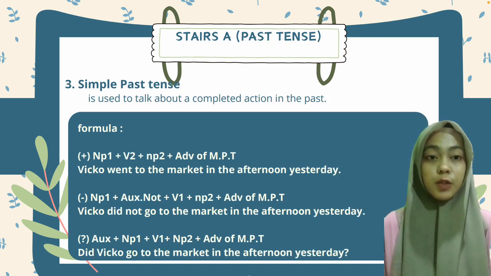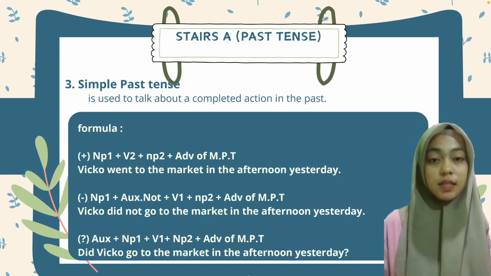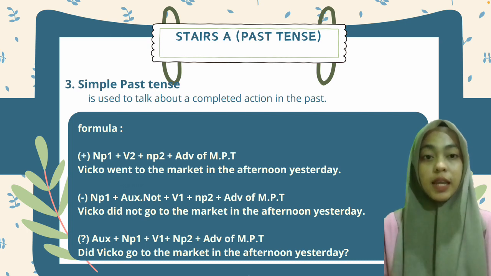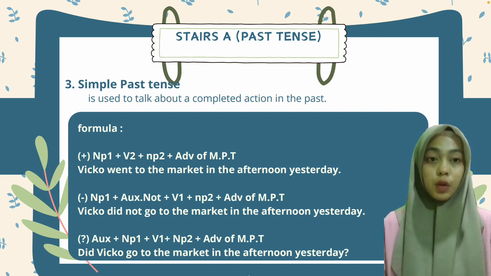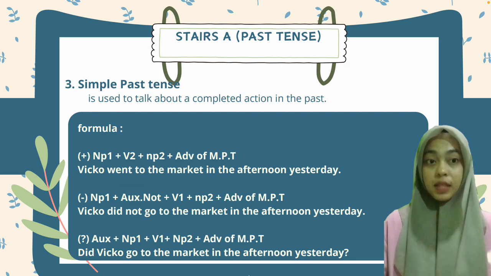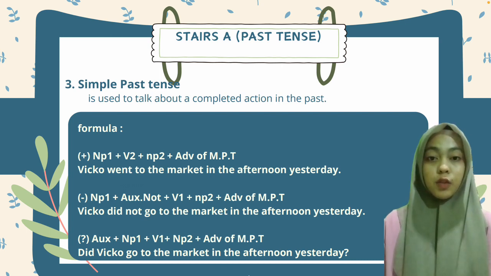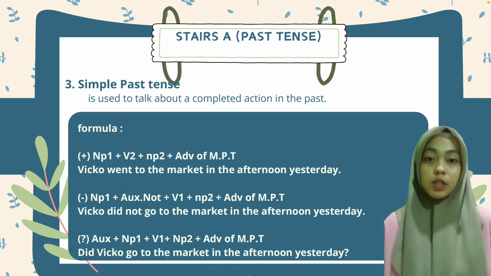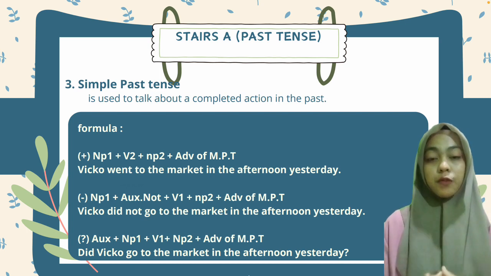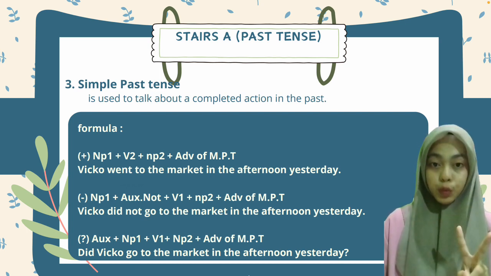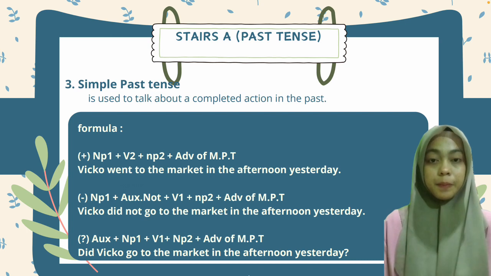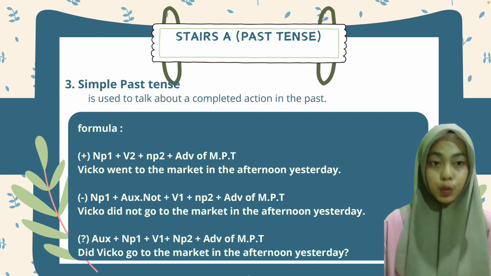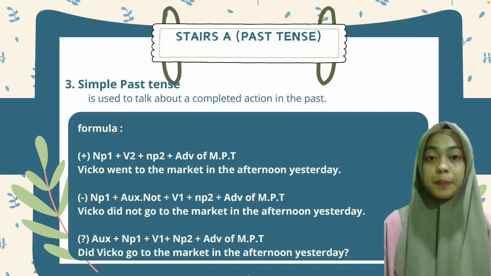Okay. Next we come to the simple past tense part of stairs A. Simple past tense is used to talk about a completed action in the past. So the formula we can use for the positive is noun phrase 1 plus verb 2 plus NP2 and plus adverb of manner, place, and time. For the example, like Fico went to the market in the afternoon yesterday.